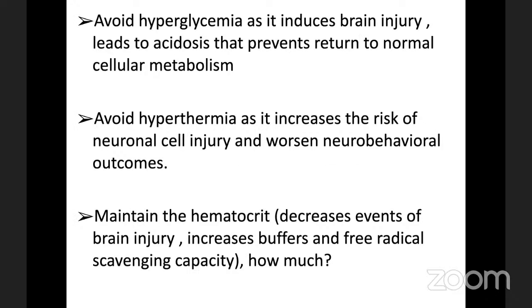As recommended earlier, we said avoid hyperglycemia. It induces brain injury, leads to acidosis, and prevents return to normal cellular metabolism. Avoid hyperthermia. It increases the risk of neuronal cell injury and worsens neurobehavioral outcomes. And maintain the hematocrit. So this decreases events of brain injury, and increases buffers and free radical scavenging capacity.